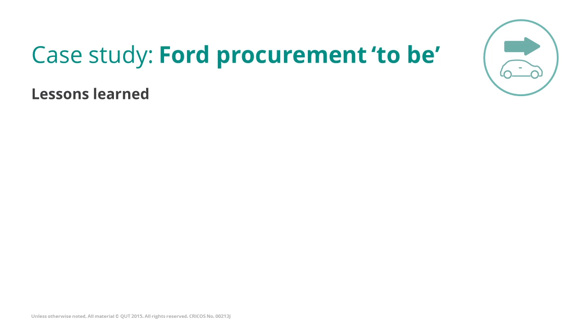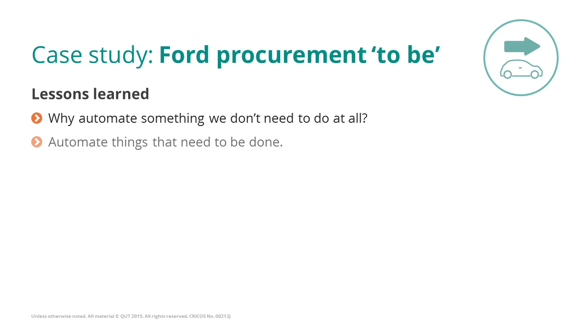One of the main lessons learned from this can be summarized by the question, why should we automate something that we do not need to do? We better redesign our process first so that only those things that actually need to be done are there, and then automation becomes incredibly more effective. Thus, the importance of redesign before automation.